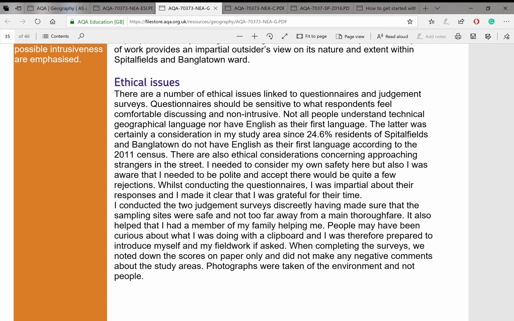And there's a lot here about being quite careful about the things that I said. So if you take the last couple of lines, when completing the surveys, we noted down the scores on paper only and did not make any negative comments about the study areas. Photographs were taken of the environment, not of the people, which is obviously a basic good rule of thumb when conducting research.